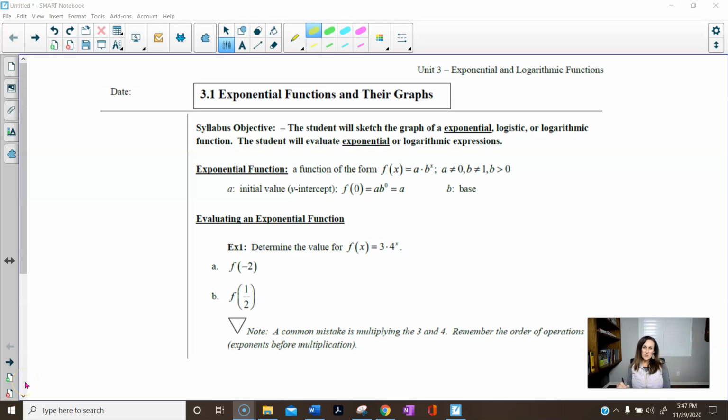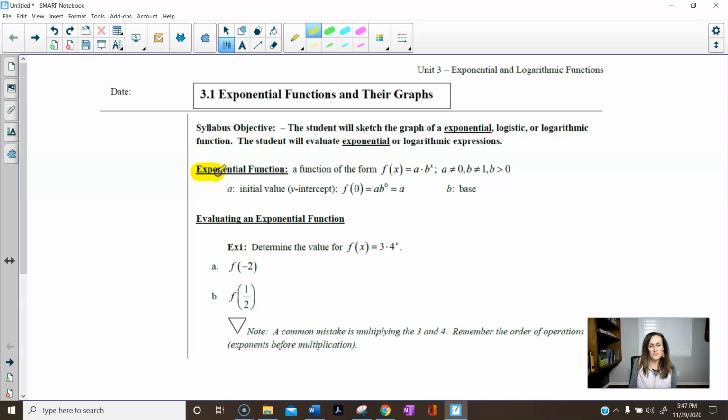Hello, we are starting Unit 3, which is exponential and logarithmic functions. 3.1 is going to focus on exponential functions. We'll look at how to evaluate exponential functions as well as shift, reflect, and stretch. So starting with an exponential function.